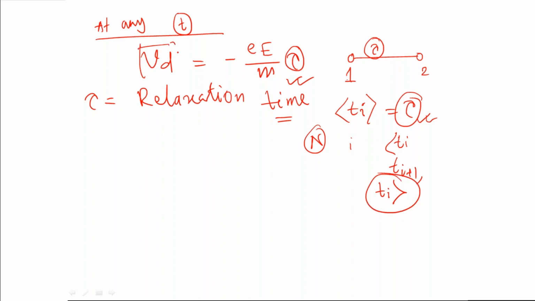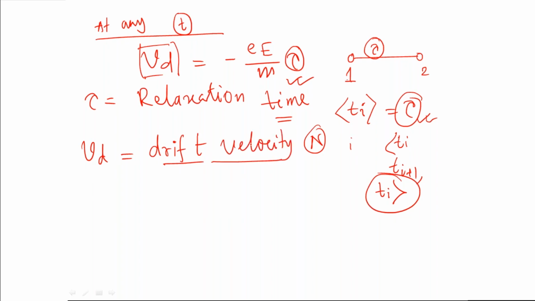Okay, so this velocity is called drift velocity. This Vd is called drift velocity. You can see this drift velocity has certain properties. What are those properties? See, this drift velocity is an average velocity. Even though electrons are getting accelerated, this velocity is actually an average velocity.